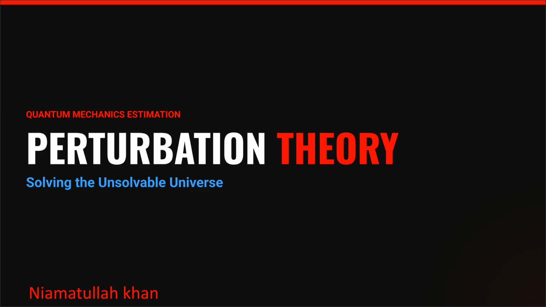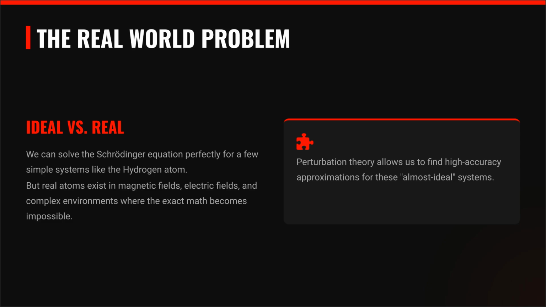Welcome to this video on perturbation theory, a method for quantum mechanics estimation. We will explore how this powerful tool helps us solve for systems in our universe that are too complex for exact calculations. We can solve the Schrödinger equation exactly for simple systems like the hydrogen atom. However, real atoms exist in complex environments, making exact math impossible. Perturbation theory allows us to find high-accuracy approximations for these real-world, almost ideal systems.